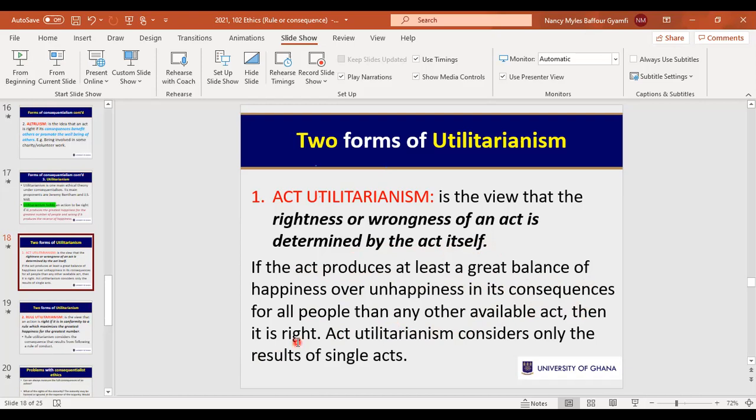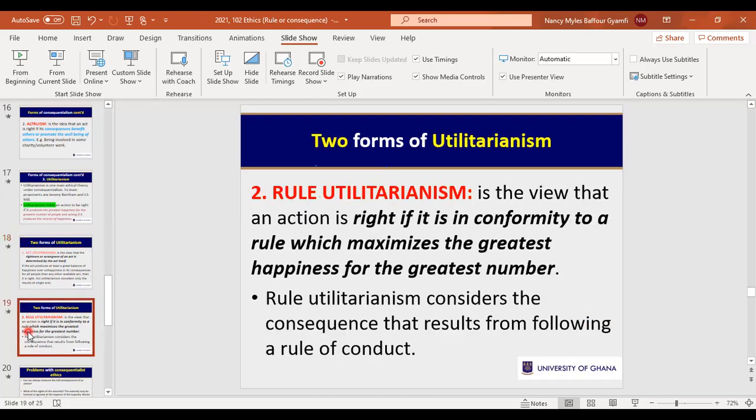So if we throw one person out of the boat to save 99 because the boat was sinking, there was too much weight, then the act utilitarian considers that as what? Right. The action was right. Why? Because it benefited 99 people. Only one person was killed. That's okay, per the act utilitarian principle.